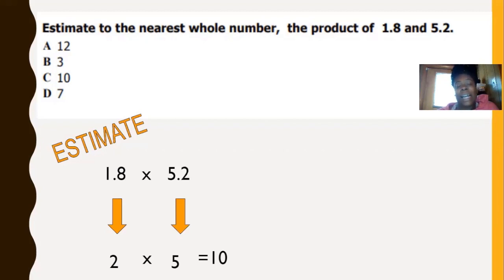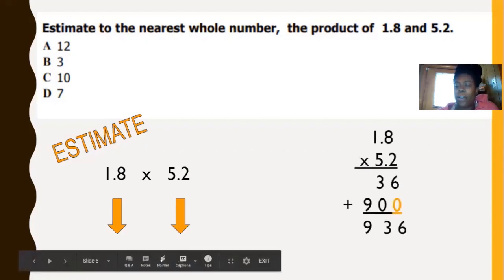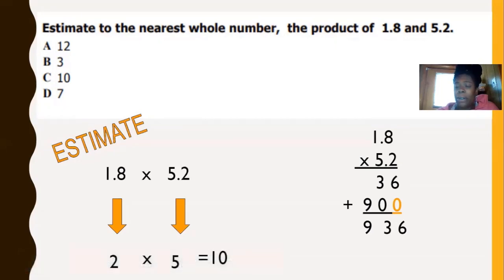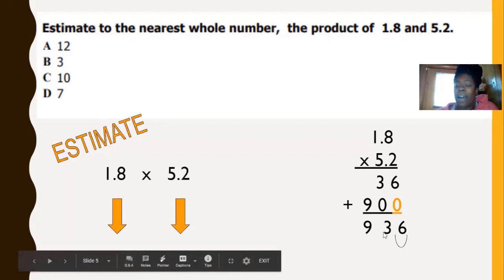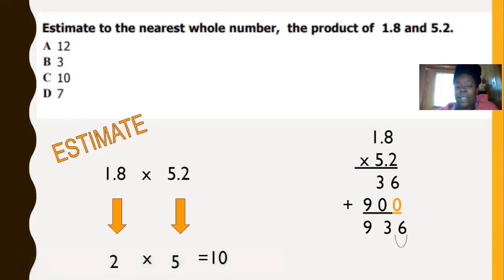And that's actually an answer in the problem. But of course, I want to find my actual answer. So I complete the standard algorithm and solve the multiplication problem. And when I do, I get the product of 9, 3, 6. If my estimated answer is 10, I have to think about where that decimal should go. If I put it in between the 3 and the 6, the answer is 93.6. If I put it after the 6, the answer is 936.